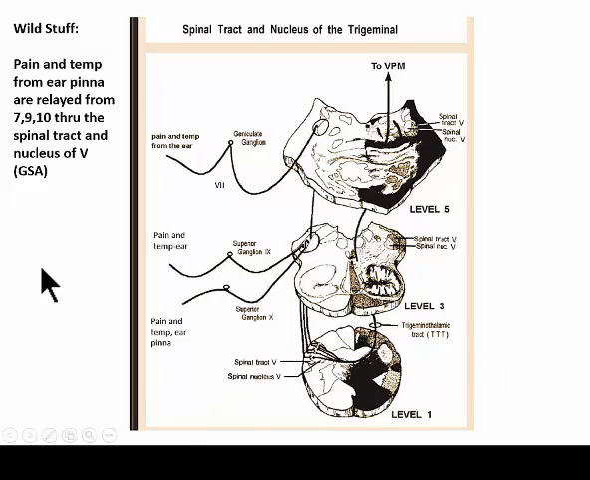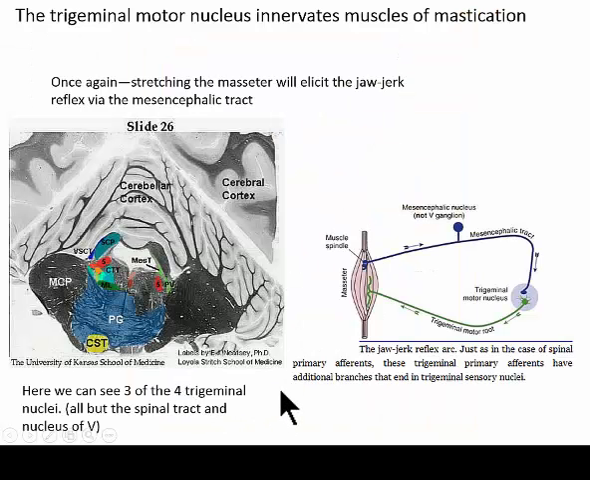Wild stuff, wild. And remember, pain and temperature from the ear pinna are relayed from 7, 9, and 10. So you got that little bit of earlobe pinna, but they use 5 to relay this pain through spinal 5. Weird stuff. Here they're showing the ganglia that are being used. Geniculate for 7, superior ganglion for 9, superior ganglion for 10. And then this is just emphasizing that jaw jerk reflex.